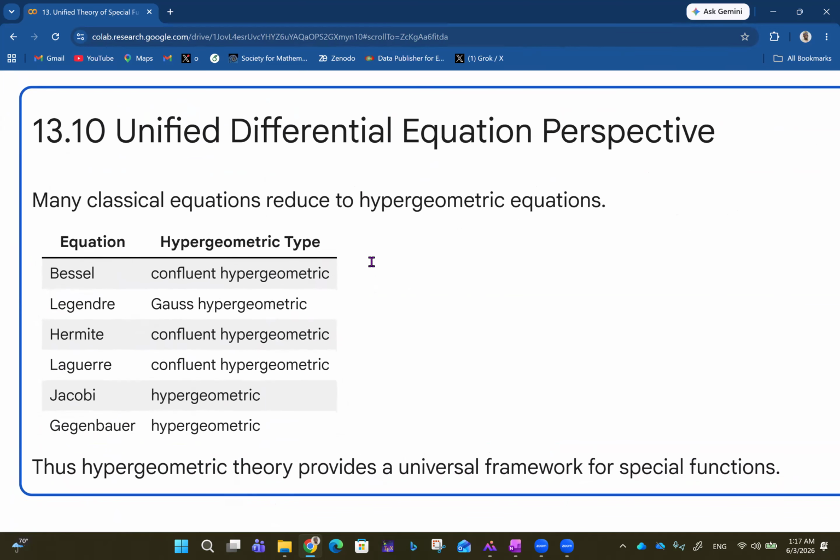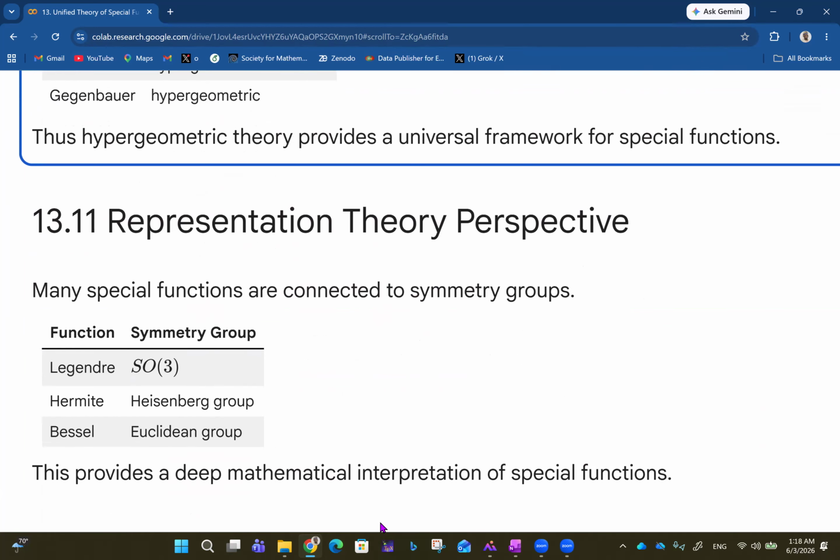So talking about the unified differential equation perspective now, many classical equations reduce to hypergeometric equations. Bessel can reduce to confluent hypergeometric. Legendre can reduce to Gauss hypergeometric. Hermite can reduce to confluent hypergeometric. Legendre can be reduced to confluent hypergeometric. Jacobi can become hypergeometric, and Gegenbauer can become hypergeometric. So thus, hypergeometric theory provides a universal framework for special functions.